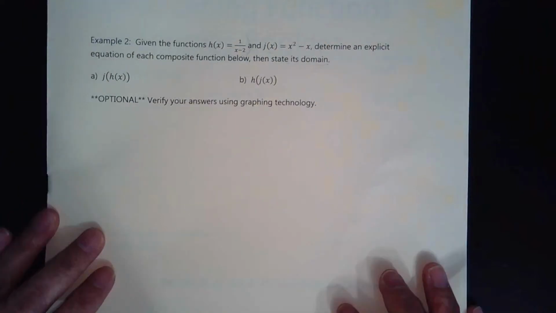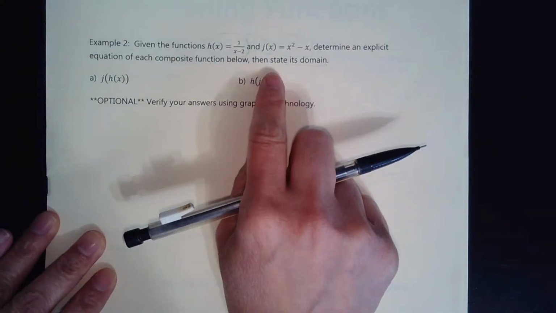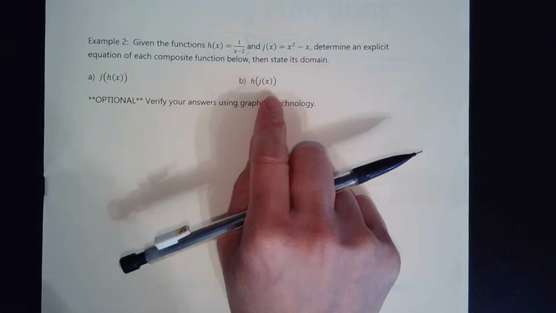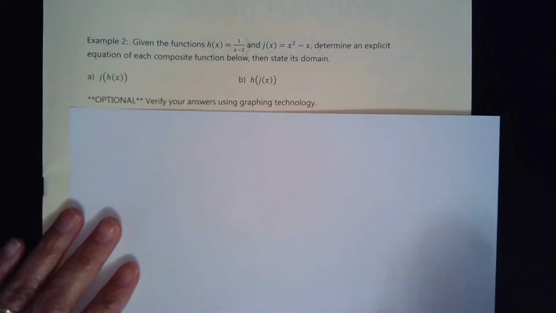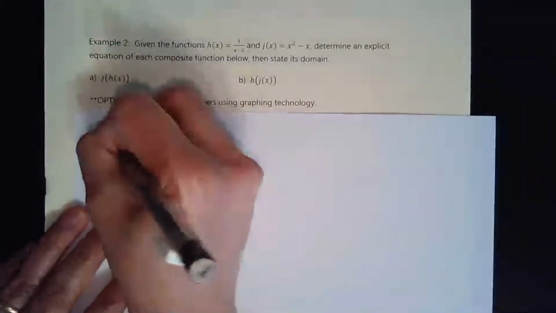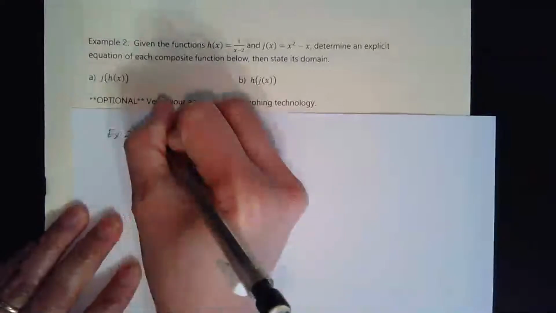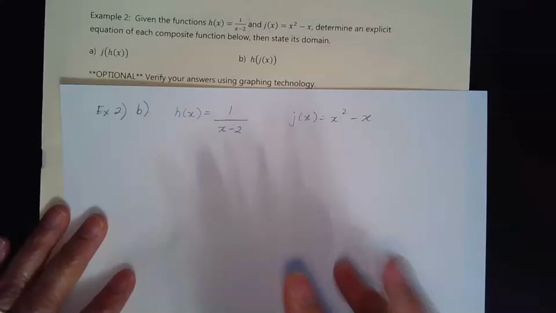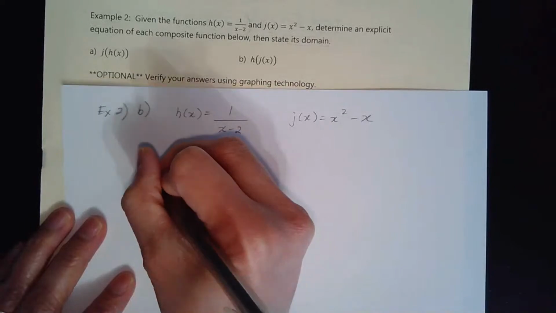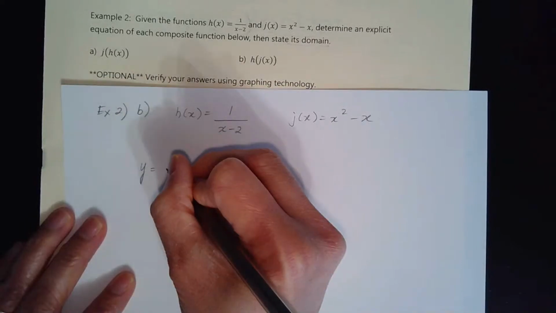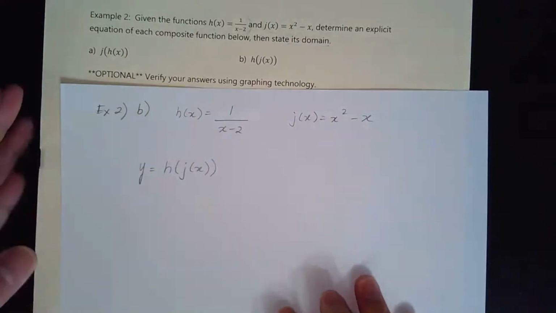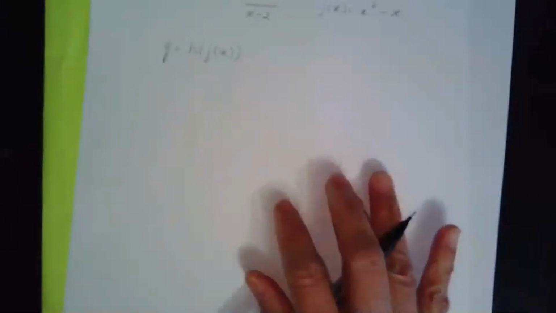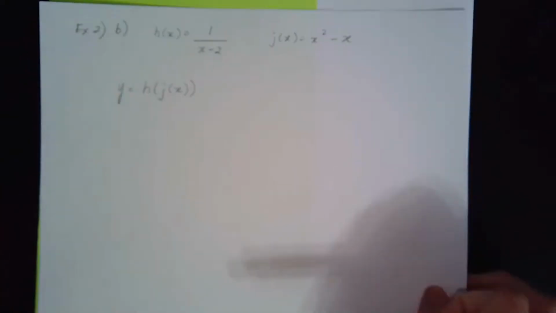Okay, now the next one that we're going to do is h of j of x. H of j of x. So we're still on example number 2, and this time we're doing letter B. And what we're trying to do is figure out y equals h of j of x. That's aside for now. Oh, there's my paper.